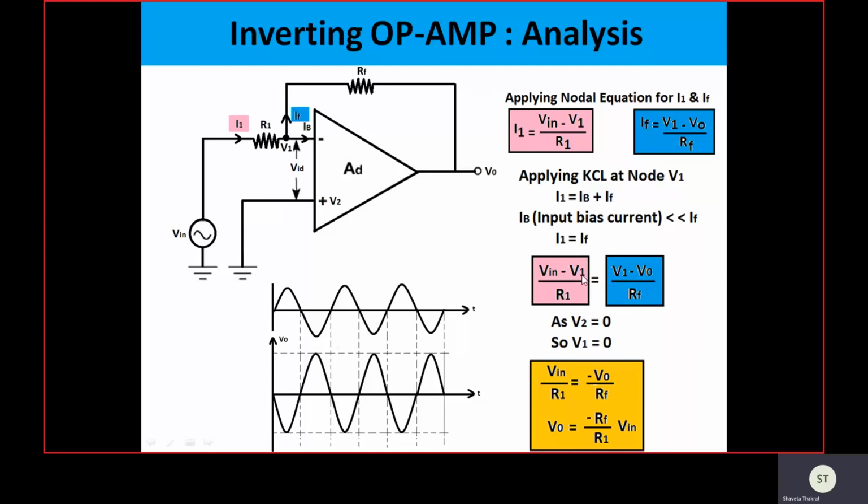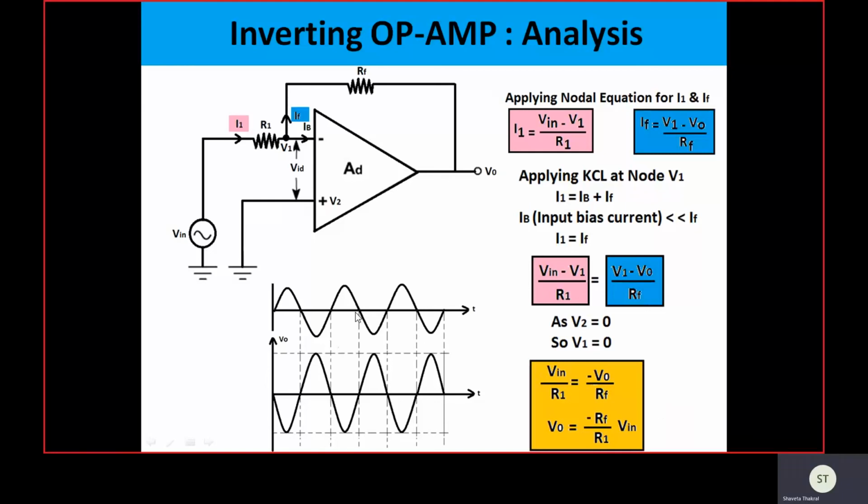So when we put V1 as 0 on the left and the right side, we get Vin divided by R1 is equal to minus V0 divided by RF. And finally we calculate the output voltage as minus of RF divided by R1 into input voltage. And we know that in the case of an amplifier, the output voltage is equal to gain times input voltage. So obviously the voltage gain of this inverting operational amplifier we have calculated as minus of RF divided by R1.